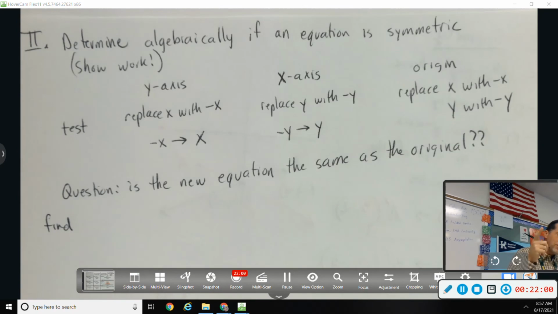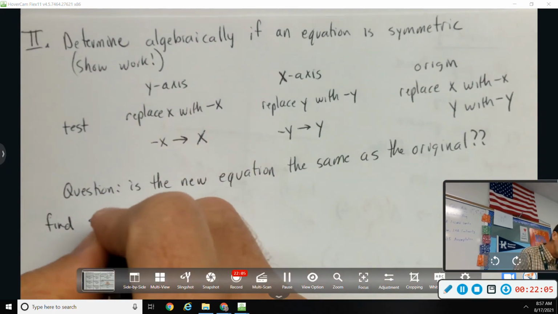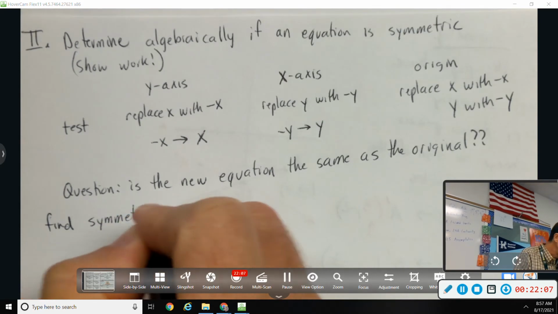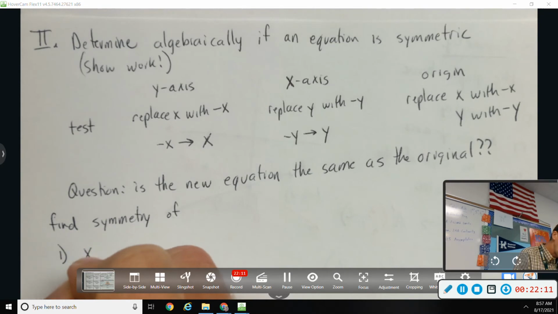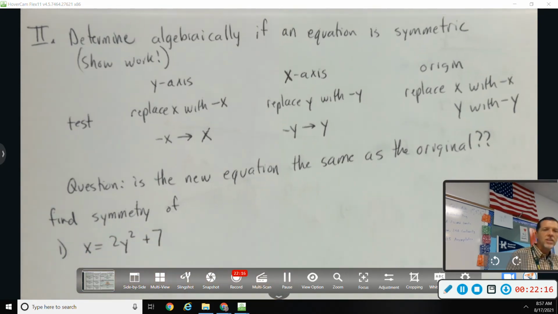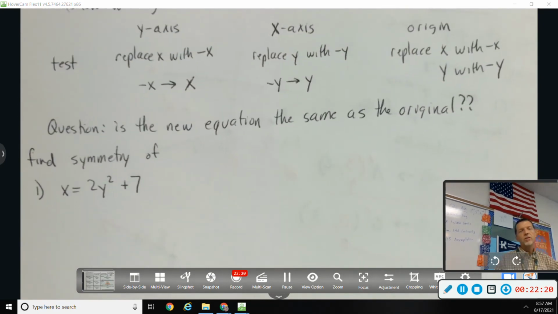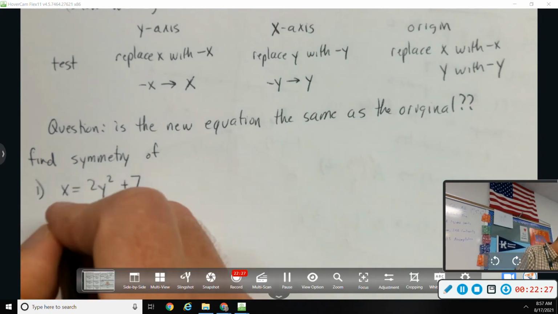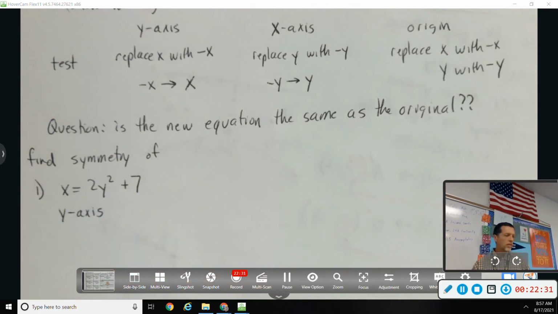There is a bit of an exception to that, so when we get to origin, we'll have to be real careful. So let's find the symmetry of x equals 2y squared plus 7. So you guys are ahead of the game. There's a squared in there, so I'm already suspicious that something is going to work out because of the squared. Well, let's test them all and see what happens.